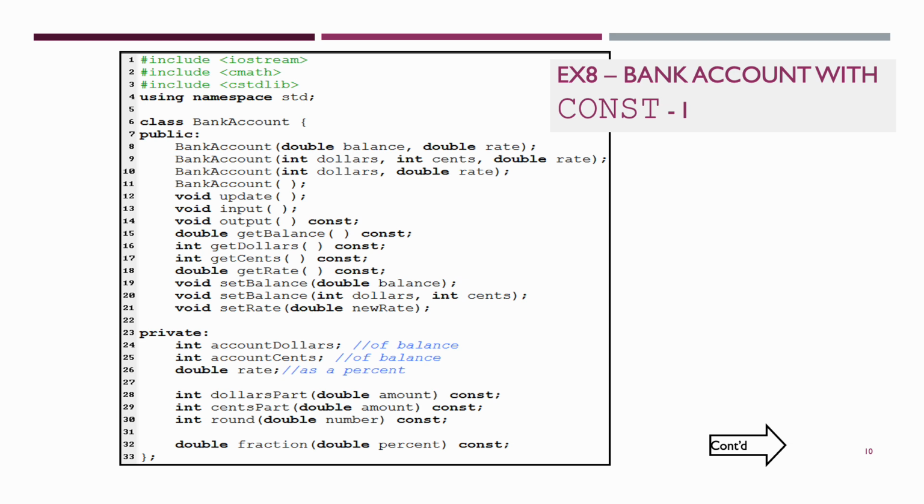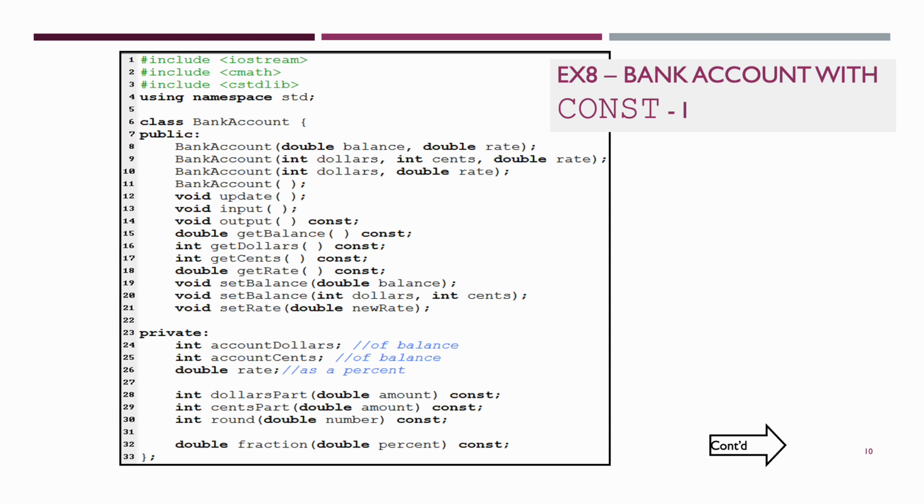So several of the methods in the bank account class are accessor methods and are declared as constant. This ensures that they don't modify the object state when called. Now we have void update, void output. So we have void output constant and double get balance constant, integer get dollars constant, and integer get cents constant. And another one is double get rate constant.